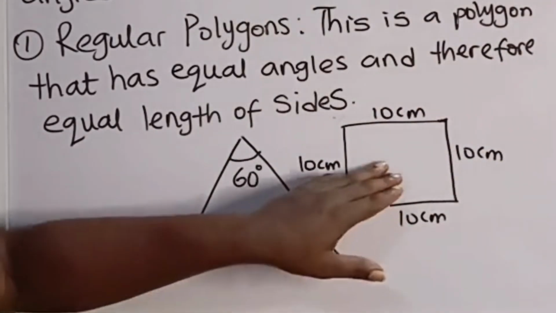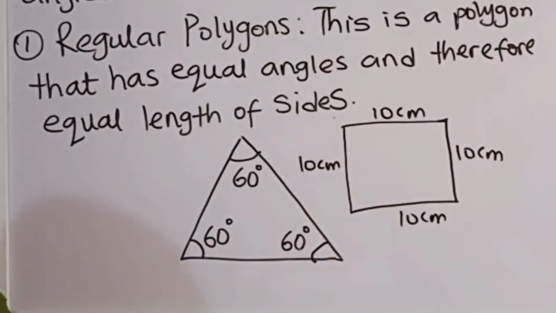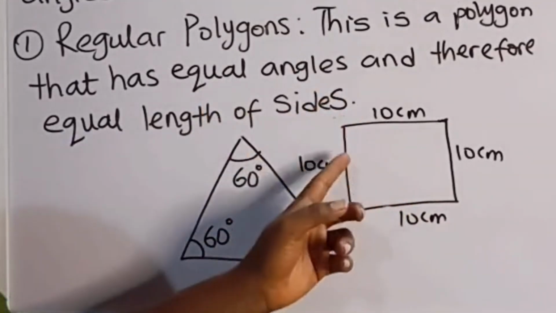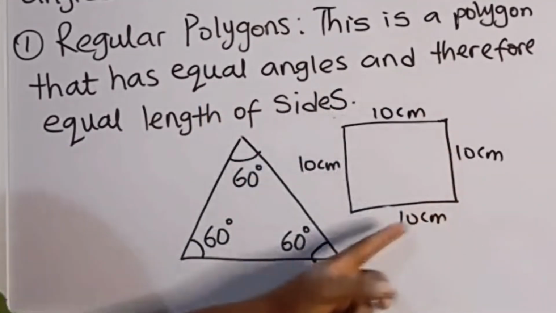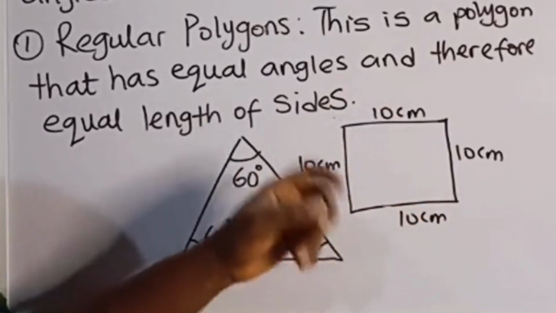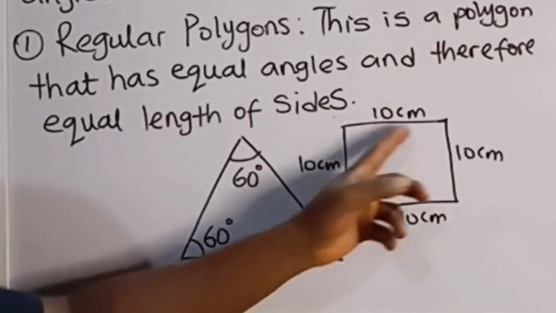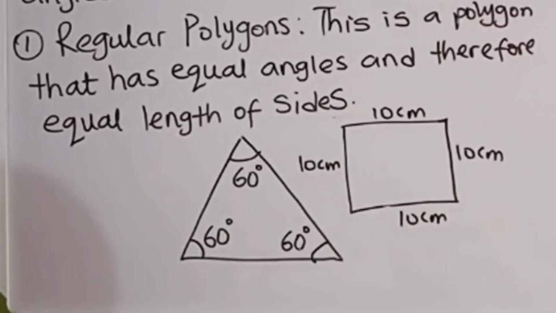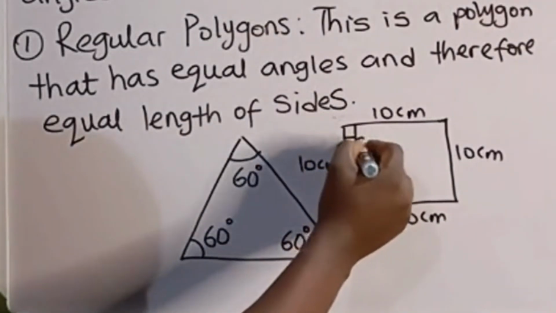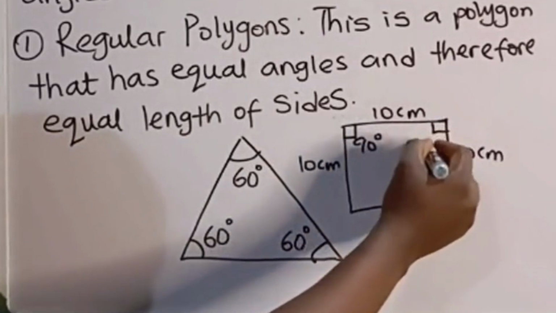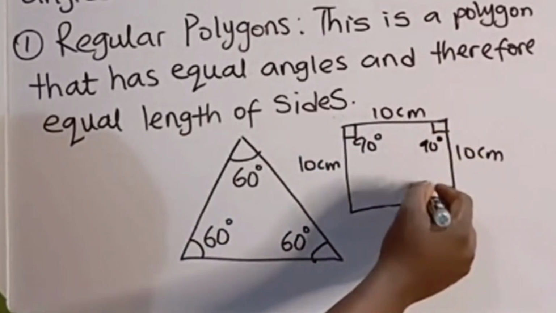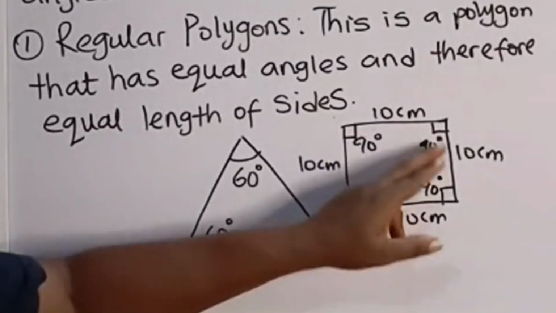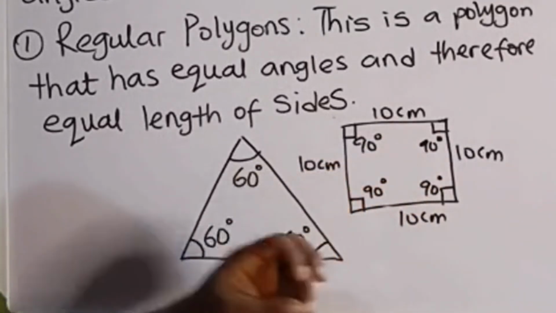this is also a regular polygon. It has 4 sides, therefore it is a square. When you look at all the sides being equal, most definitely all the angles are equal. So this is a regular polygon. All the angles will be 90 degrees. So when all the angles are equal, you have a regular polygon.